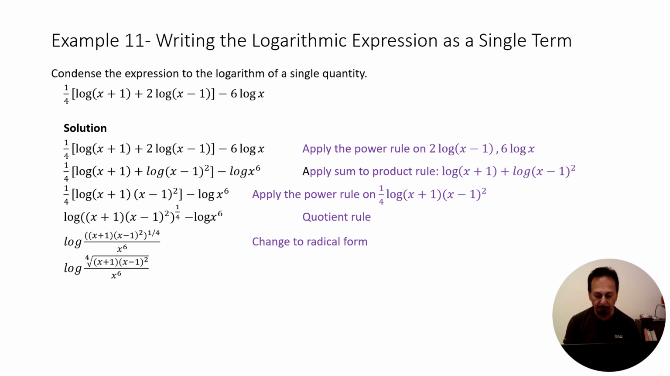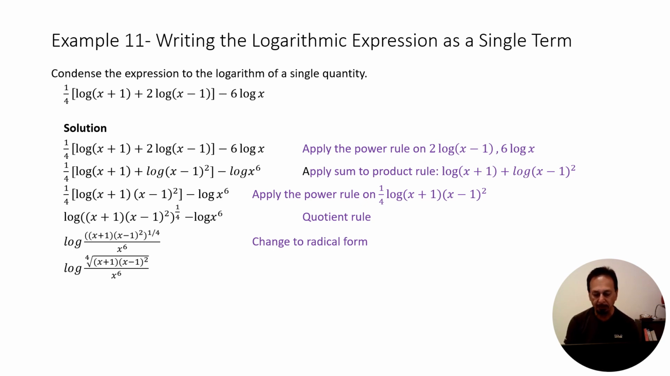Now first we convert the bracket into a single quantity. Plus means we multiply. So we write 1 over 4 log of x plus 1 times x minus 1 squared, and just copy the rest, minus log of x to the 6. Now this is a single log being multiplied by 1 over 4. So we apply the power rule and move the 1/4 as an exponent of this whole expression. It looks like this: log of parenthesis x plus 1 times x minus 1 squared, parenthesis, to the power 1/4, and just bring down minus log of x to the 6.